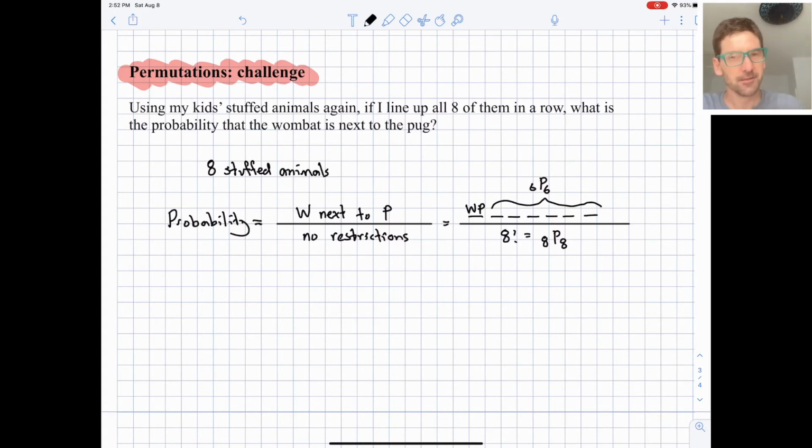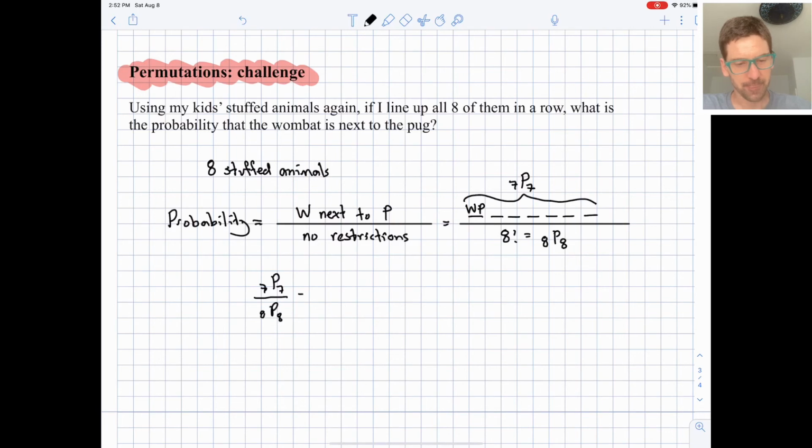But let's actually not think about it that way. Let's think about what this whole thing turns into. It turns into 7 pick 7. So now we have 7 animals to arrange in a row, and one of them just happens to be kind of a double animal. So let's do that, and then there's one more thing. Maybe think about one little thing we're not catching yet here. But we can do 7 pick 7 divided by 8 pick 8. And if you're clever, you can think of some ways to do that in your head right away.